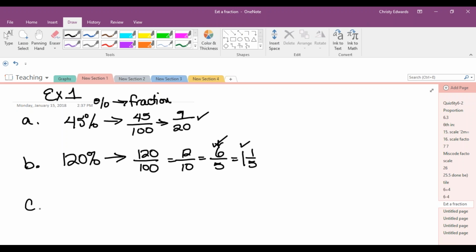Okay, let's see. Here they go. Trying to throw us off, but we are not afraid. We can handle this. 0.5%. This is still saying what in your mind? This 0.5 could be put over 100. It's part of 100. That's what it's telling you. So you say, okay, 0.5 over 100.